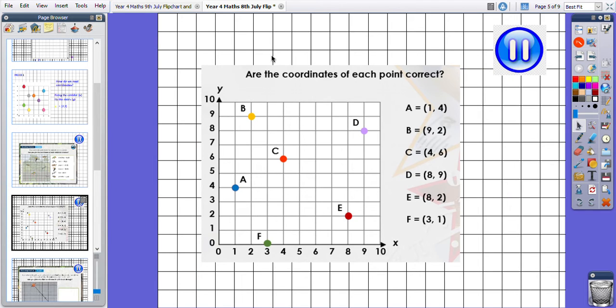Now, I found a question that asks you, are the coordinates of each point correct? So have a look at A. A says it's at 1, 4. So we go along the corridor 1 and up 4, 1, 2, 3, 4. Is A in the correct position? Continue through and check that they are all in the right place. And if they aren't, tell me where the correct coordinates are for that letter. Pause the video and have a go now.